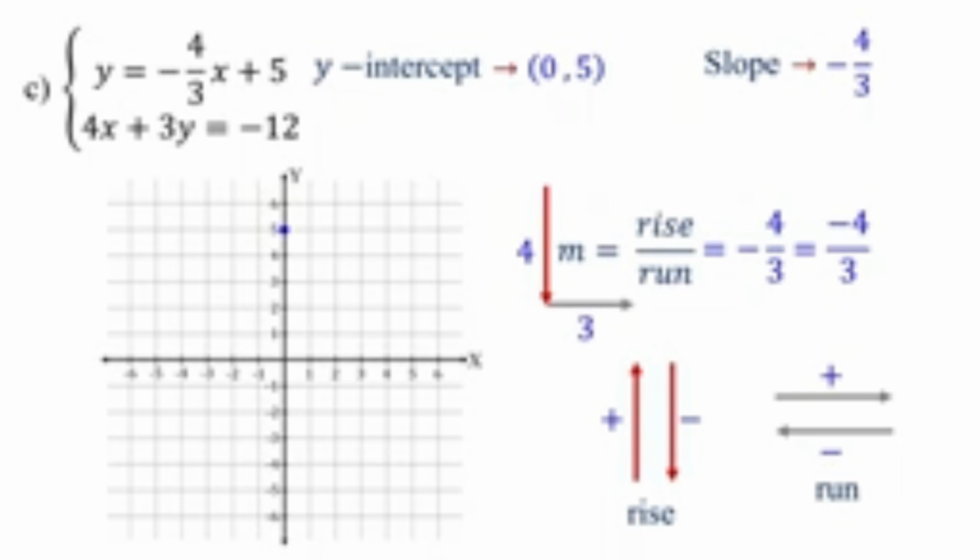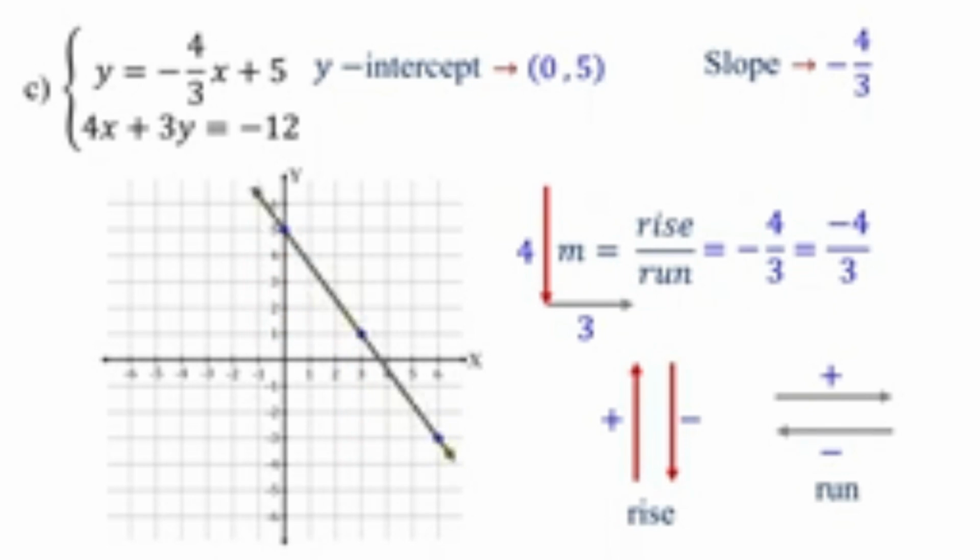Now, starting from the y-intercept, move down 4 units, then move to the right 3 units, and plot the second point. Let's add one more point. Starting from this point, move down 4 units, and move to the right 3 units, and plot the third point. Then, connect these points with a straight line.